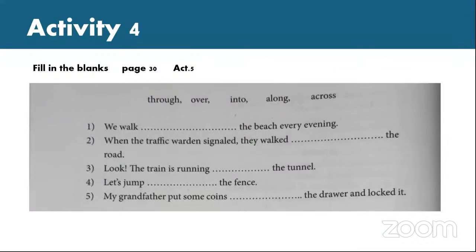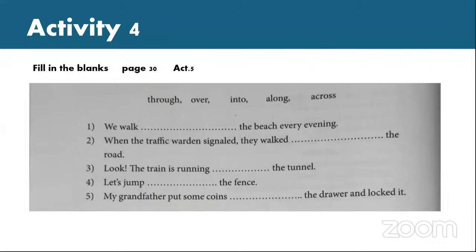The last activity is there in your workbook, page number 30, activity 5. You just look at it. Quickly do. I'm not going to open the chat box once again because we have no time. So quickly, you have this activity in your workbook. Fill in the blanks: through, over, into, along, across. So shall we discuss the first one?